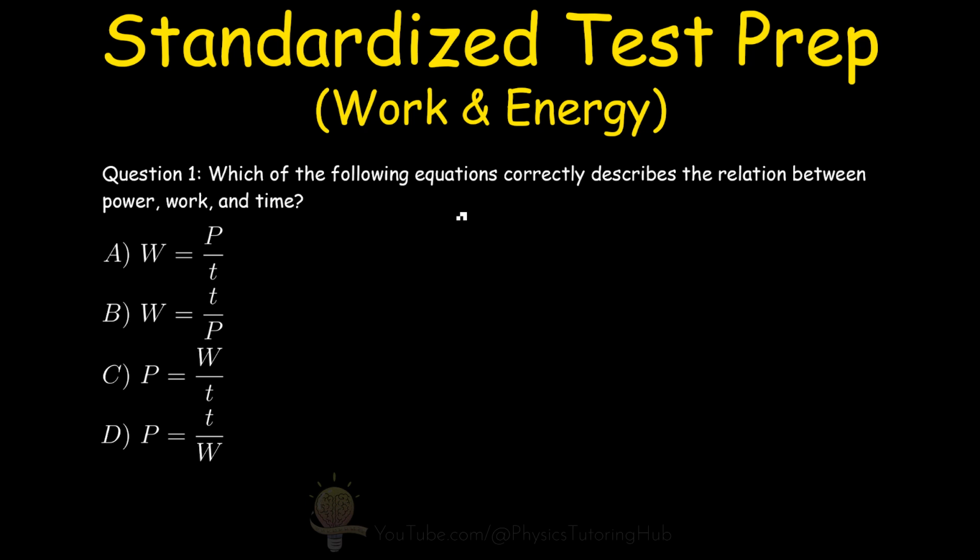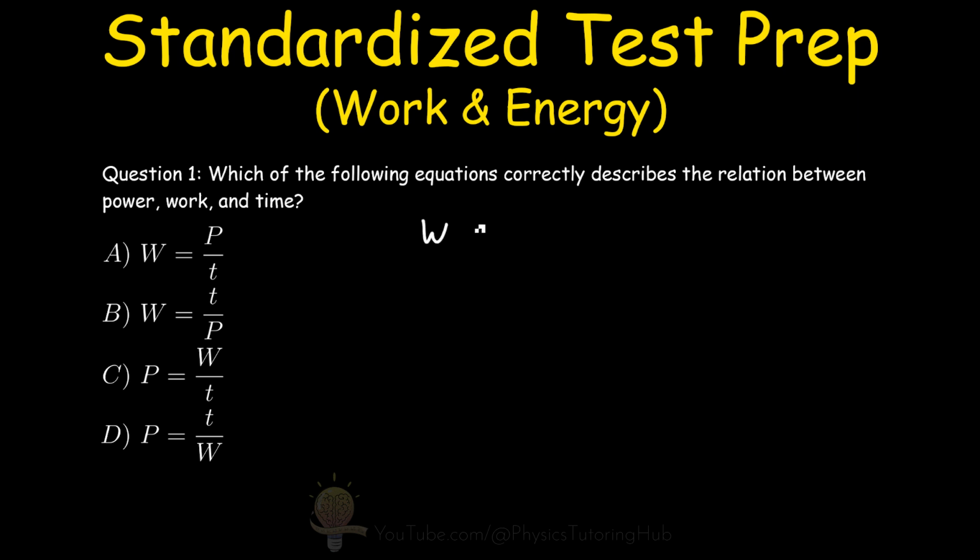Question 1. Which of the following equations correctly describes the relation between power, work, and time? Now, in this situation, we can use some dimensional analysis here and see which equation has balanced units, both sides of this equal sign here. So first of all, we need to find out the units. We need to write out the units of power, time, and work.